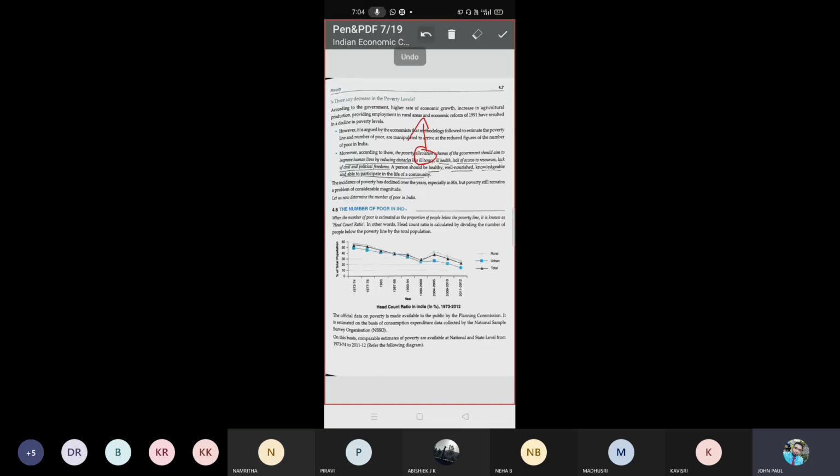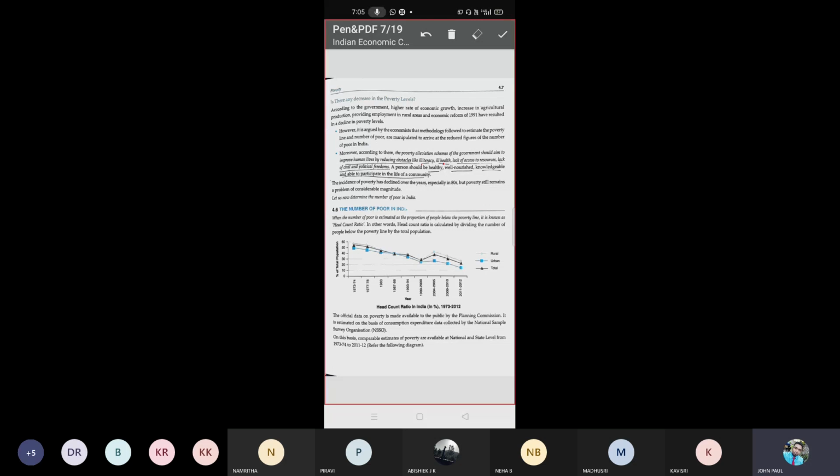Okay, for example, Kalaignar Karunanidhi's insurance is a scheme, and then Amma Unavagam is a scheme. So like that, it is a government scheme. A poverty alleviation scheme of the government should aim to improve human lives by reducing obstacles like illiteracy, ill health, lack of access to resources, and lack of civil and political freedoms. A person should be healthy, well nourished, knowledgeable, and able to participate in the life of a community.